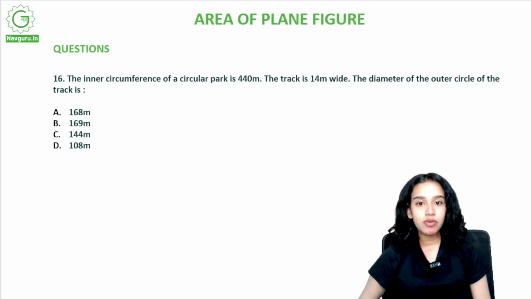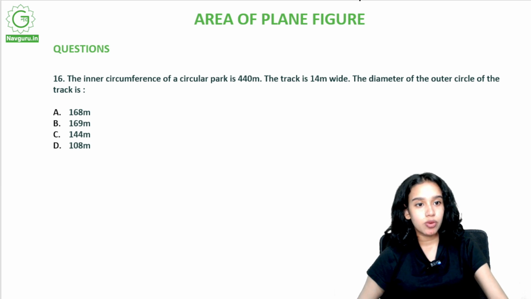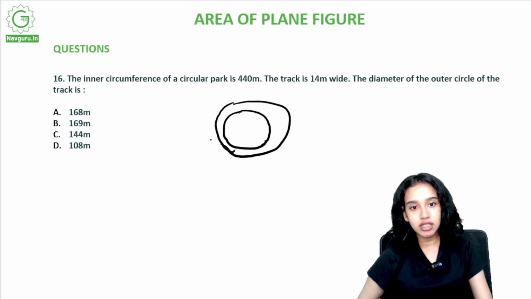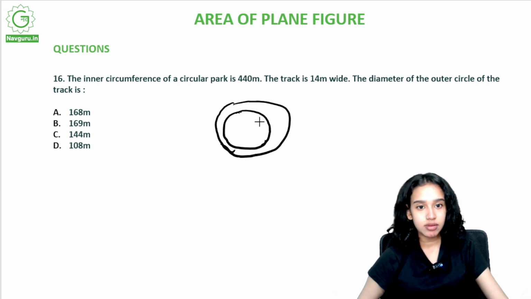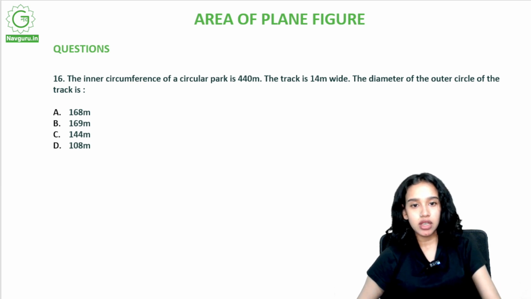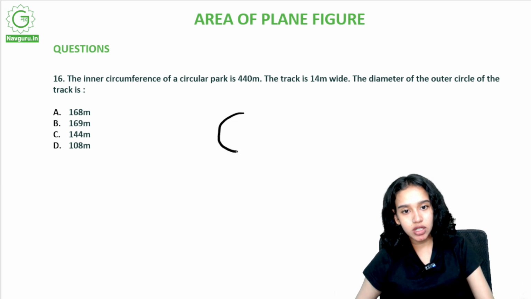Now, the inner circumference of a circular park is 440 meter. The track is 14 meters wide. The diameter of the outer circle of the track is. So, we have a circular track. What we have is a circular path, right? And then we have a track, right? What is this figure? We got a ring here, right? Now, this is not very neat. We could redraw it.